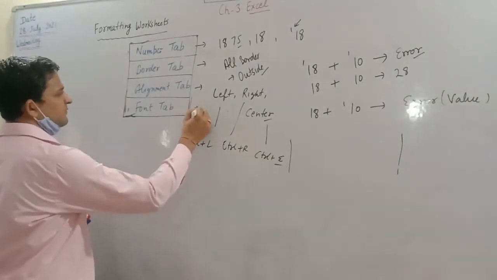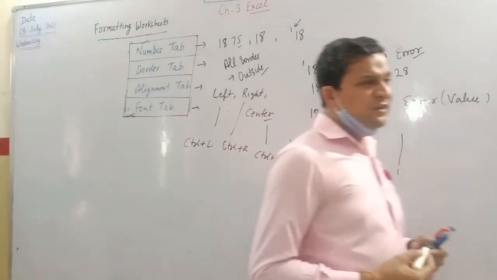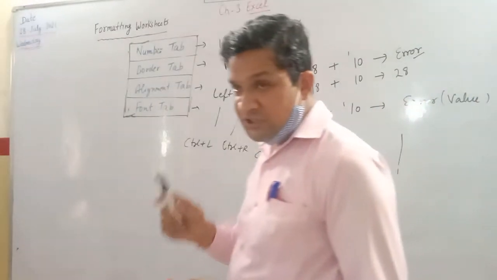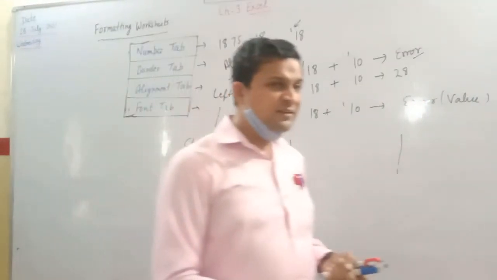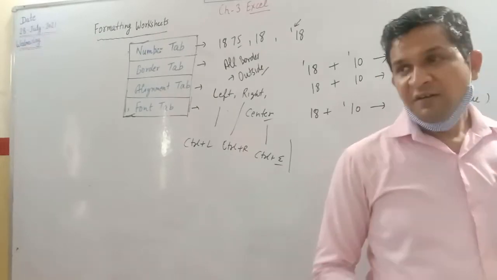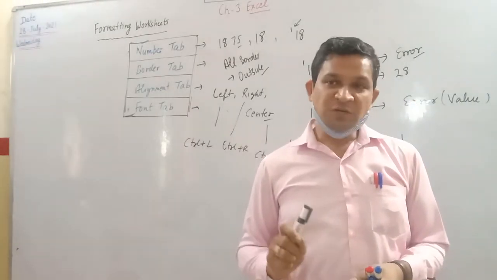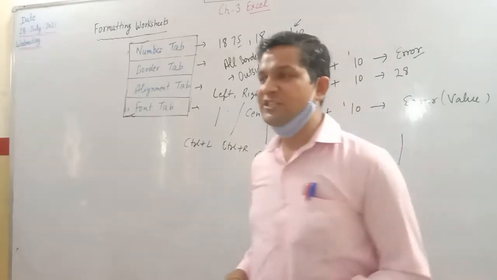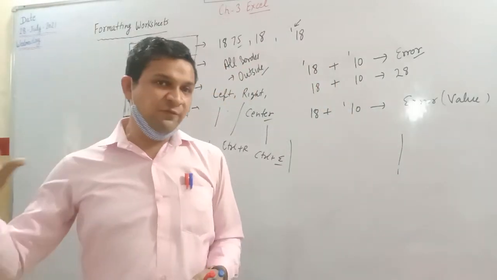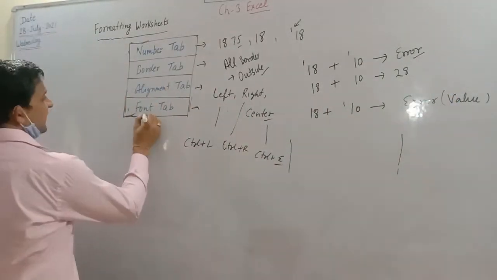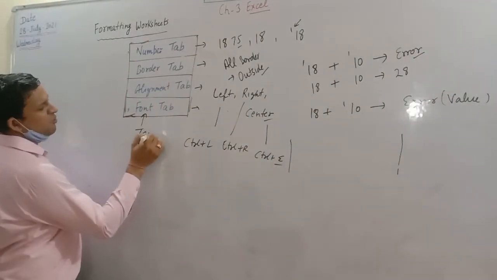Next is the font tab. The font tab contains different types of font options like font size, font style, font color, font text, and options to increase or decrease the font. We have shortcuts for that also. To change the font size, we can increase the size of the font or decrease it. It means the font option is related to the text of the Excel sheet.